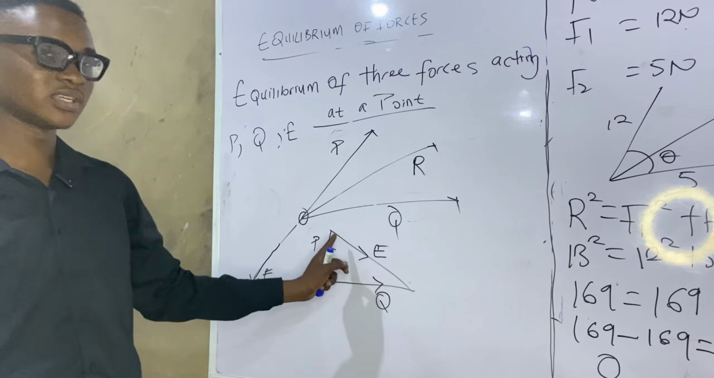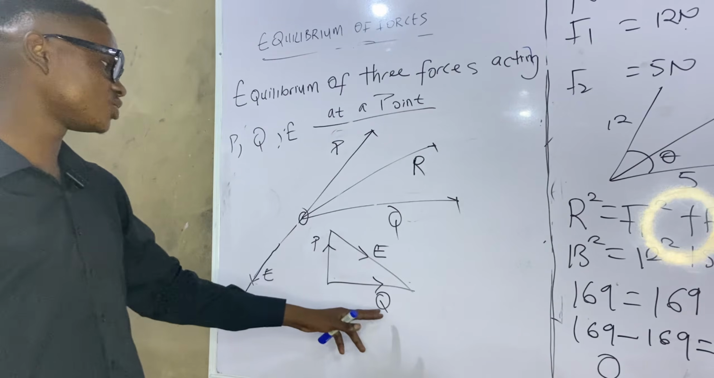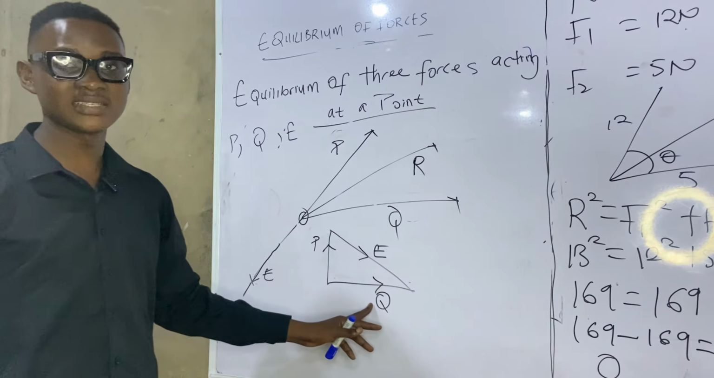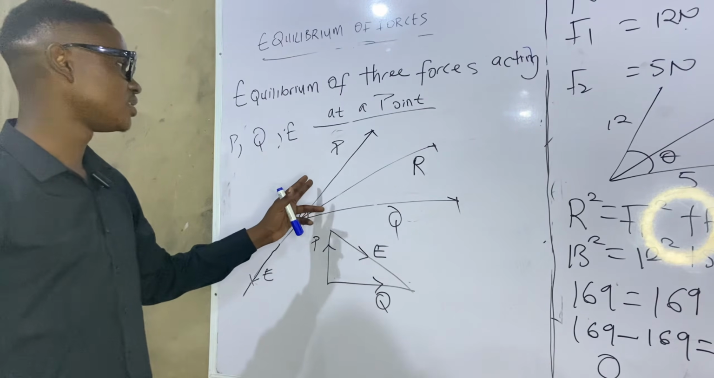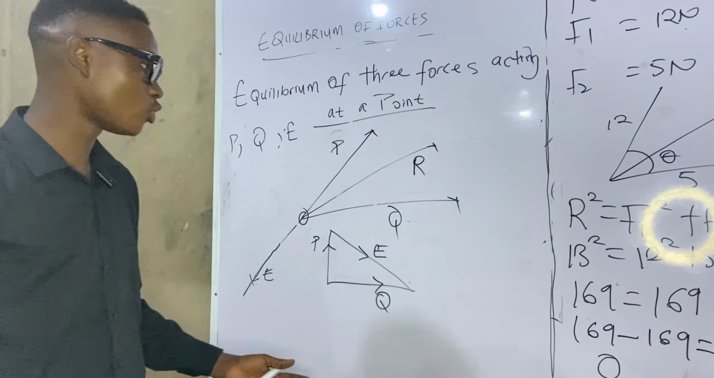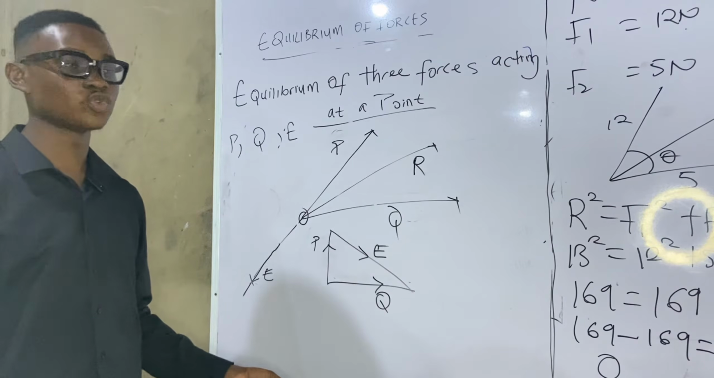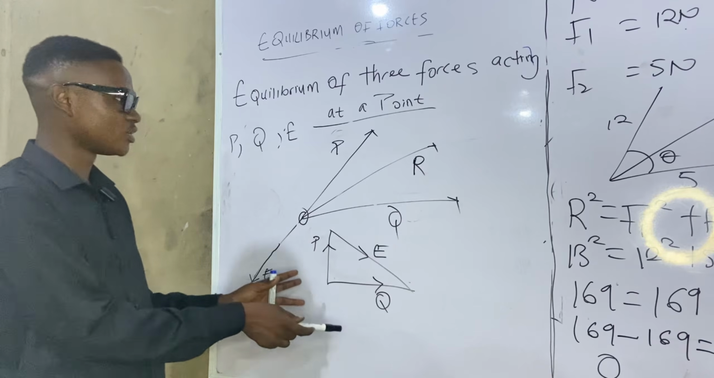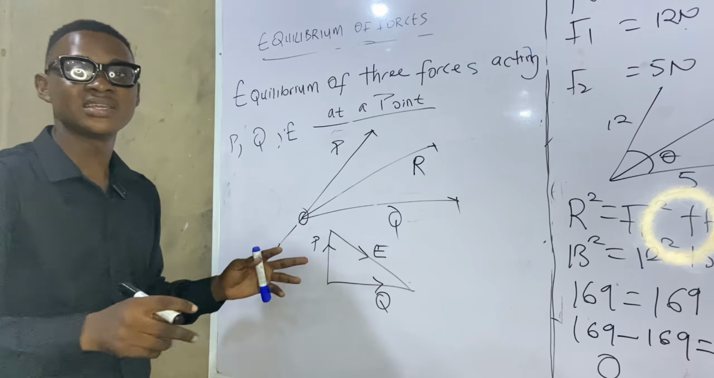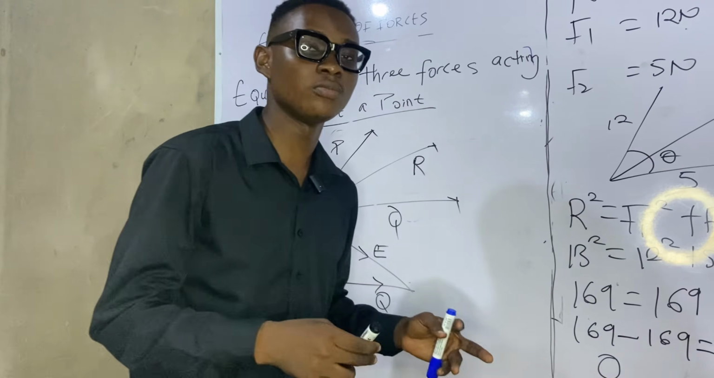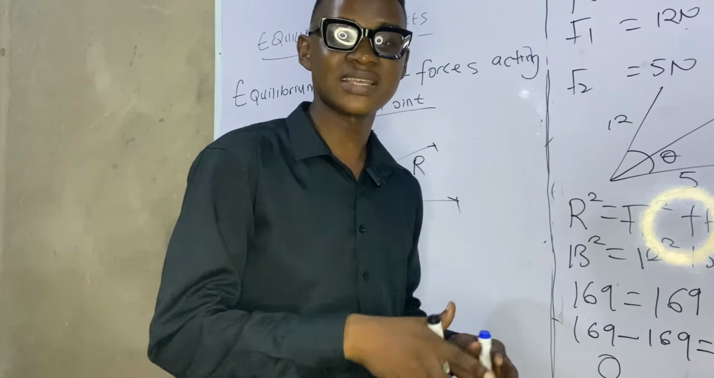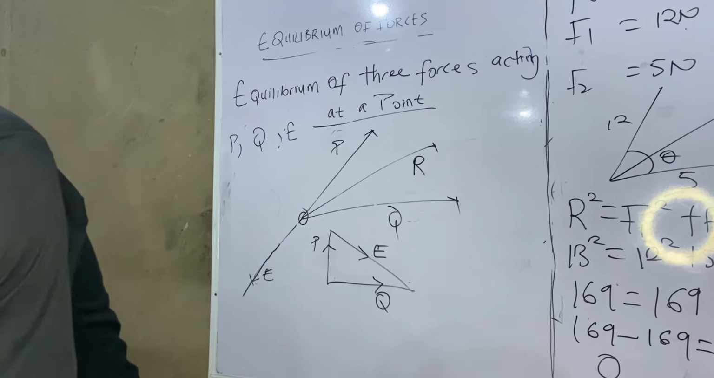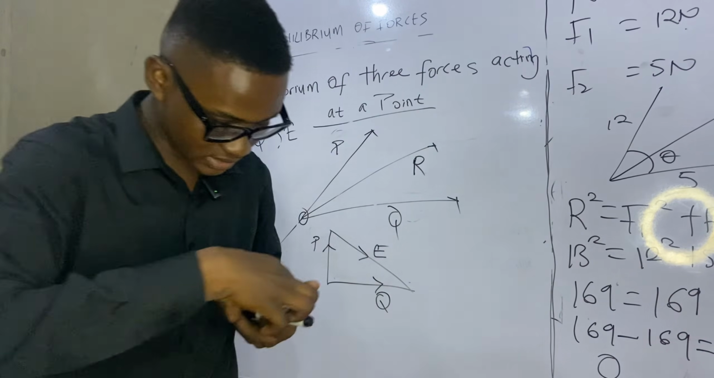The longest side is the hypotenuse. So P and Q, this is the opposite, this is the adjacent. Remember, it depends on the question we are given or the diagram we are given. That is how we represent it in a triangle. But note that the three forces keeping that body or that point in equilibrium can be represented by the three sides of a triangle. So let's take a question.